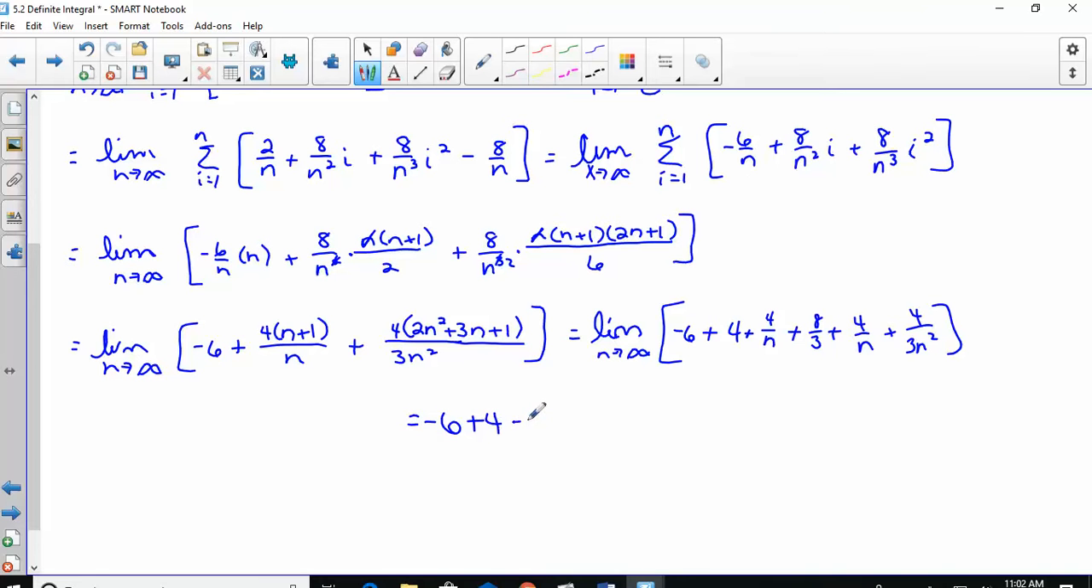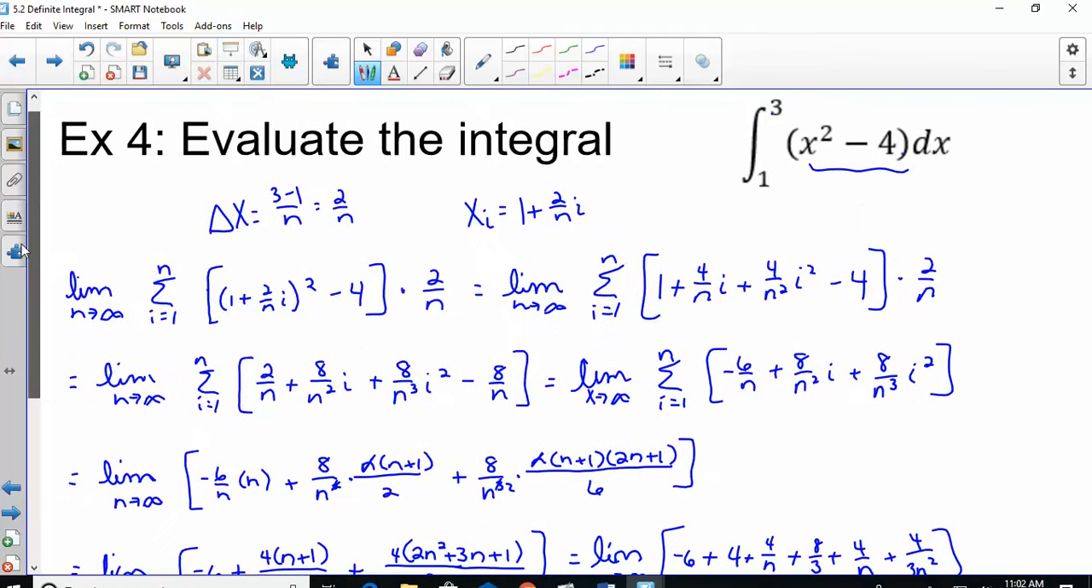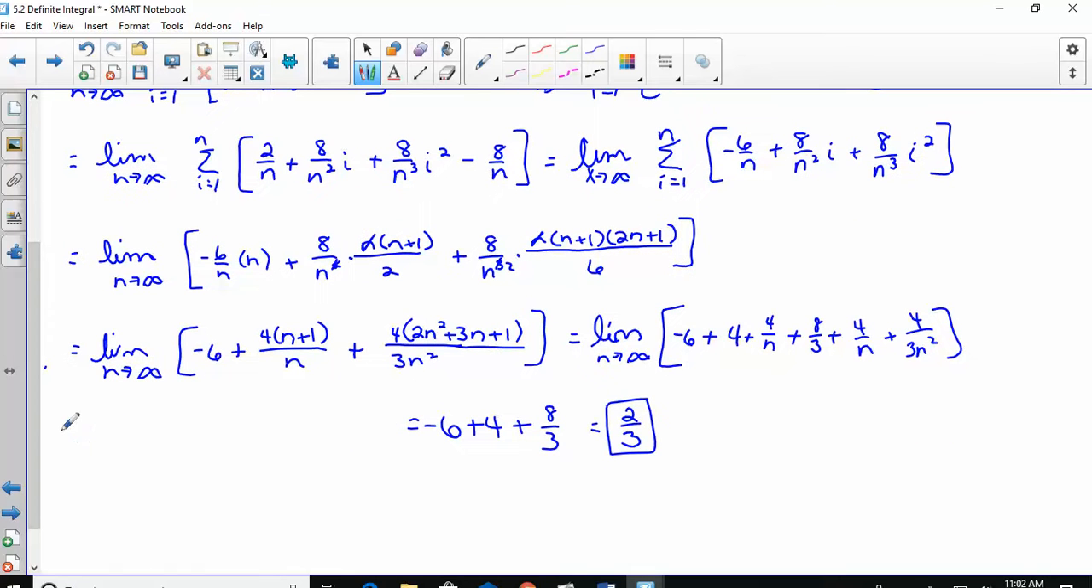So we have negative 6 plus 4 plus 8 over 3. So negative 2 plus 8/3 is a positive 2/3. So the area under that curve between 1 and 3 was a positive 2/3.